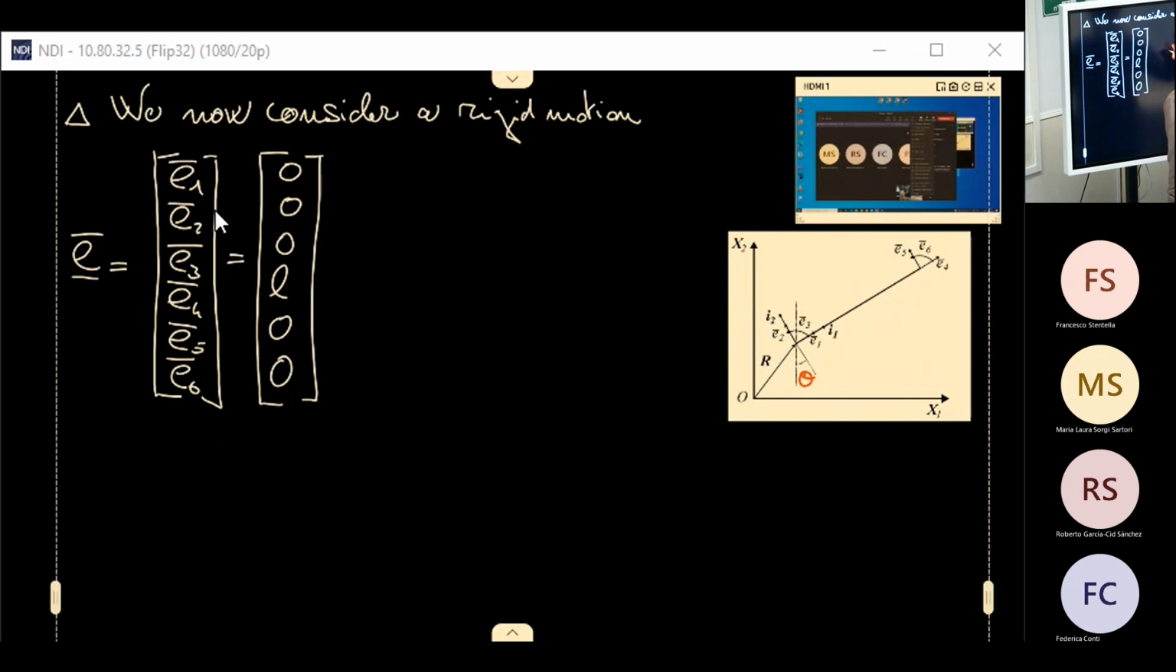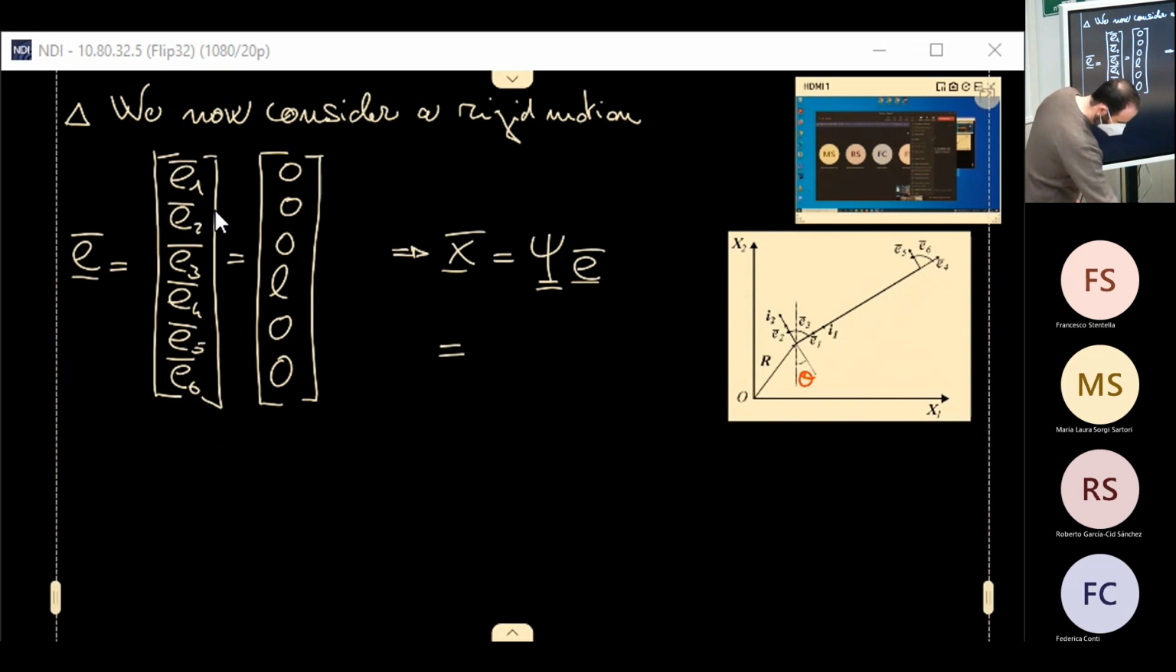Now, we do not have to derive P anymore, but we have to derive X over bar. And if you do it, this becomes like this. Okay. So this is the position.